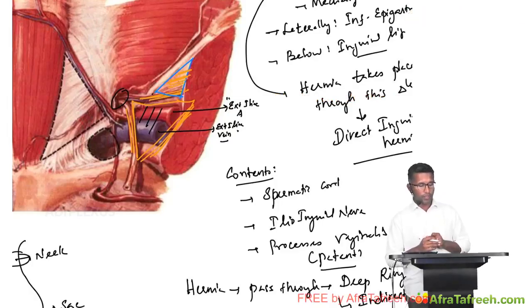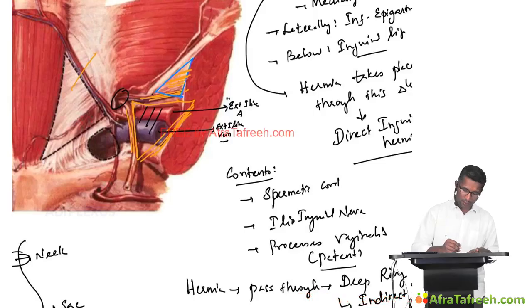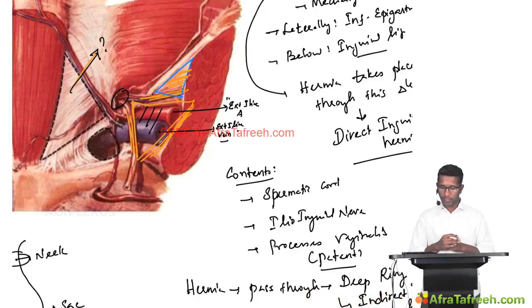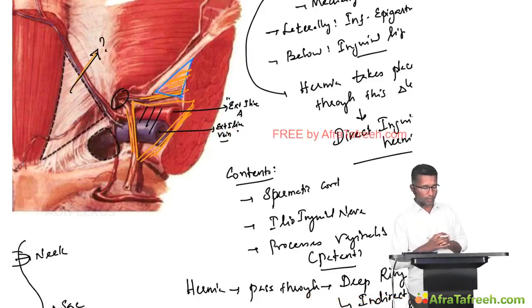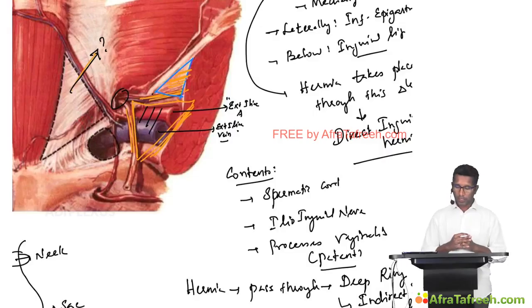If they give this picture, I hope you can understand what this triangle is called. Can anybody tell me what this triangle is called? This triangle is called Hesselbach's triangle. Very good, Hari. I will put arrow marks in certain areas.